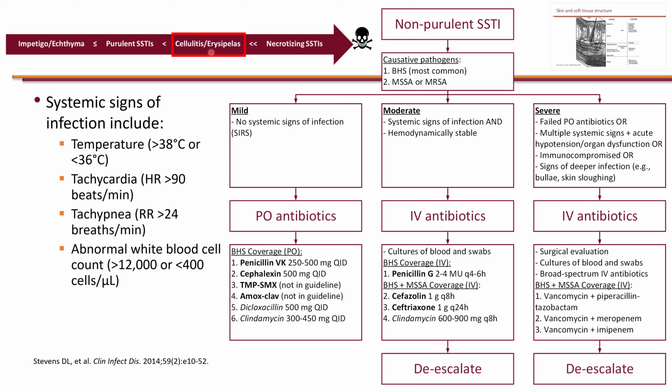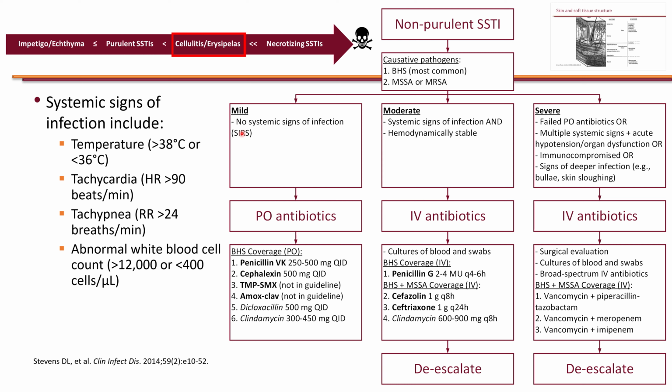So here, slightly more severe is cellulitis, and we know that cellulitis goes deeper into the skin, so it can have dermis layers, as well as go a little deeper into the subcutaneous layer. So again, with non-purulent skin and soft tissue infection, the most common cause is beta-hemolytic strep, and it can also have MSSA or MRSA as a contributing factor.